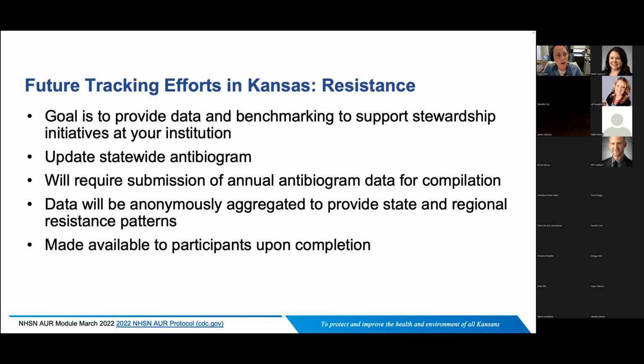We're also working on creating maps so that you could go and click and see what your E. coli resistance is, or certain things that are interactive and more helpful to your region. Next slide.